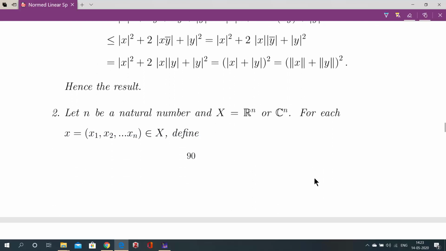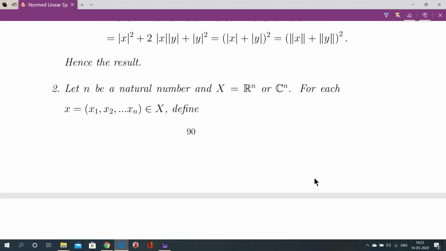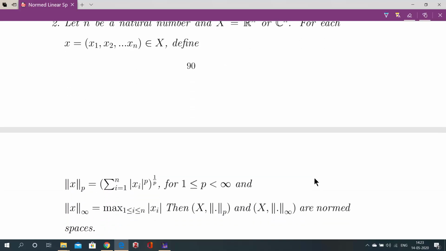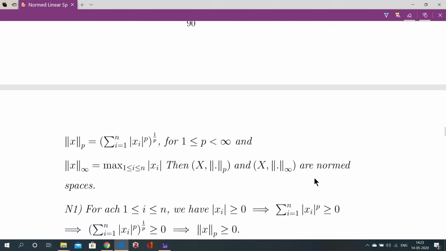So let n be a natural number and x be R^n or C^n, for each x belonging to it having n tuples. We define the norm of x over p, which is equal to the summation of i equals 1 to n of modulus of x_i to the power p, whole raised to power 1 by p, for 1 less than or equal to p less than infinity, and norm of x over infinity is equal to the maximum of modulus of x_i over i.